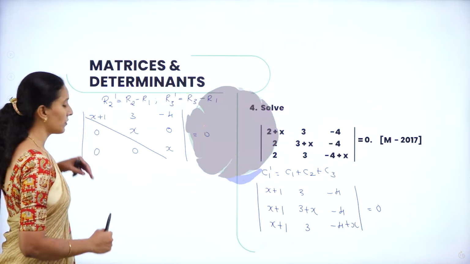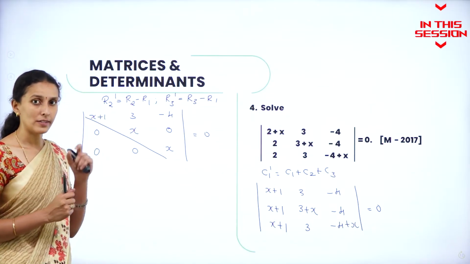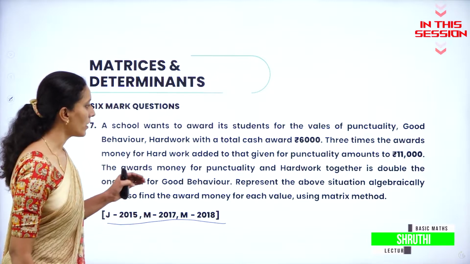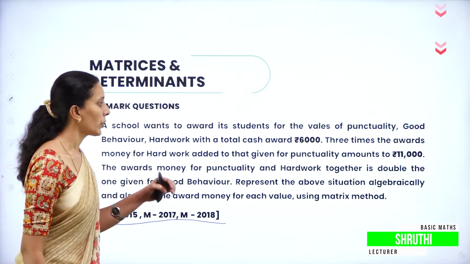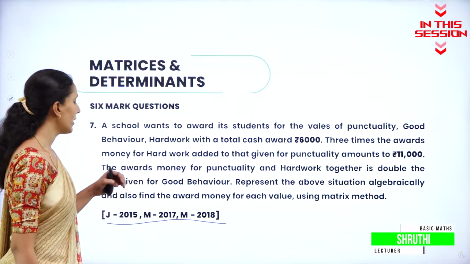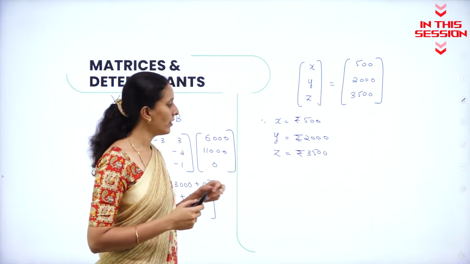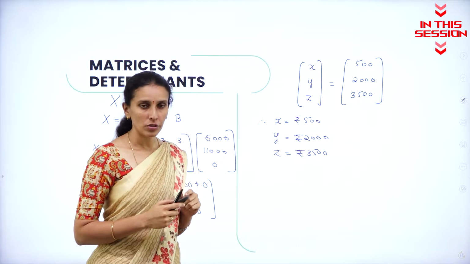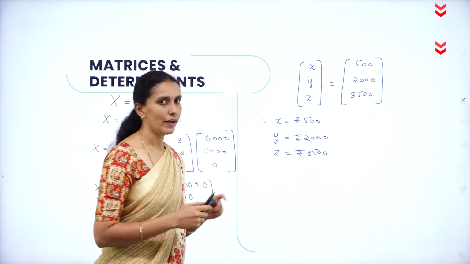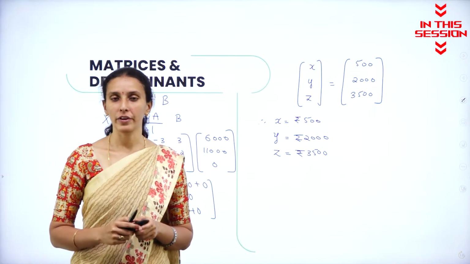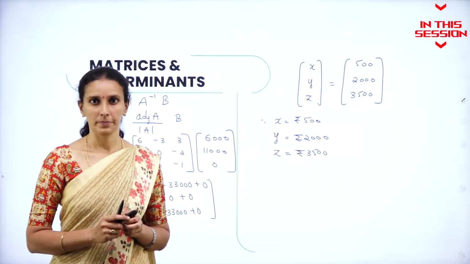The other side of the principal diagonal elements are 0. The award money for punctuality and hard work together is double the one given for good behavior. For punctuality, they'll award 500. For good behavior, they'll award 2000. And for hard work, they'll award 3500 in terms of rupees.